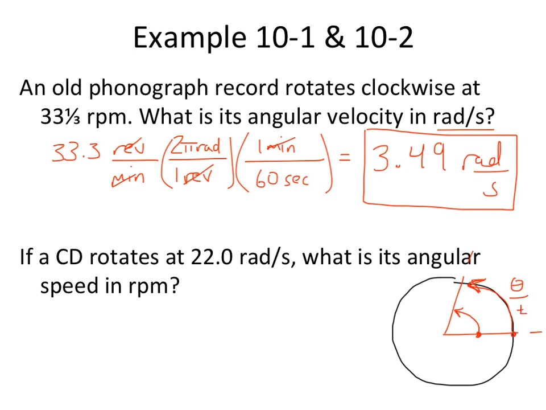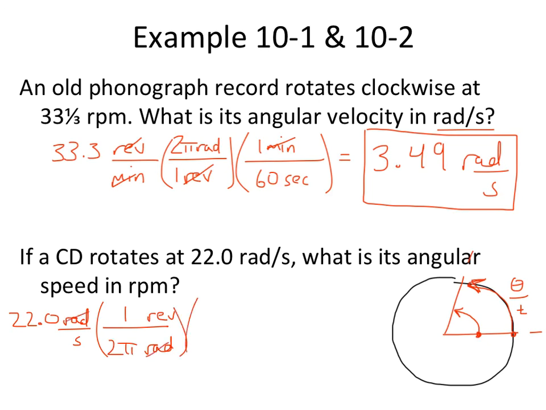Okay? All right, let's do the CD real quick and then we'll be done. So it is rotating at 22.0 radians per second. Let's convert it to RPM. Going from RPM or revolutions to radians is something you're going to need to do a lot, because radians are kind of the common factor with all these circles. So radians to revolutions. Well, we know that 1 revolution equals 2 pi radians, so that conversion is done.